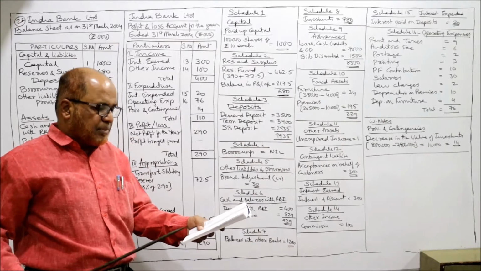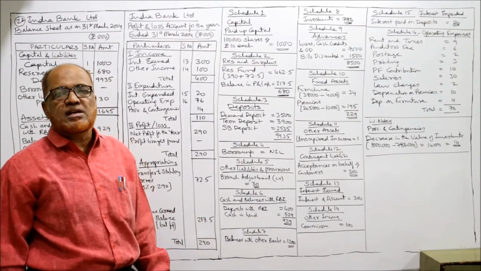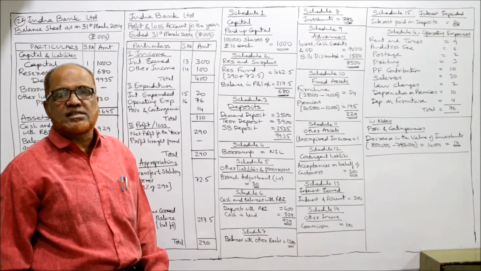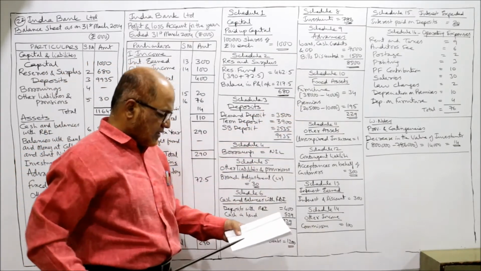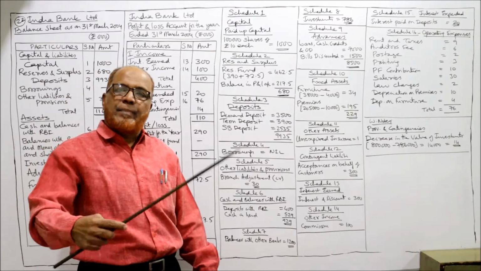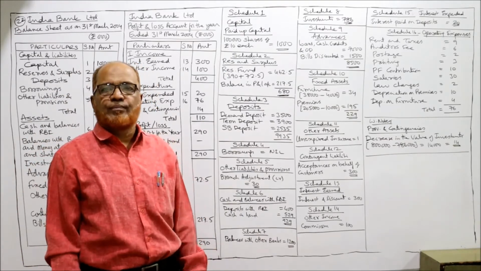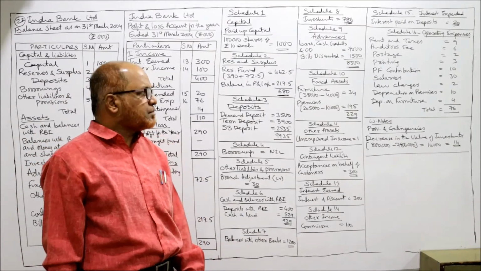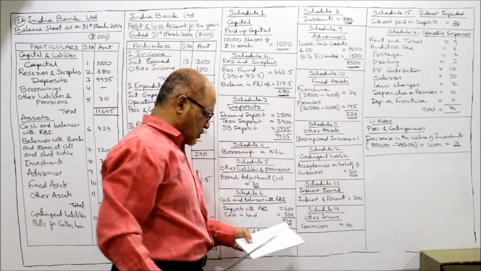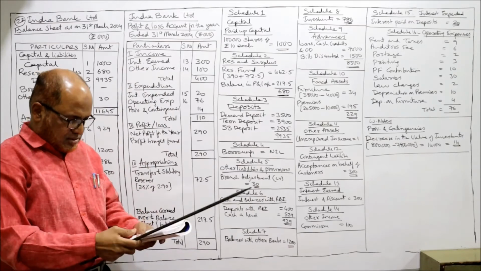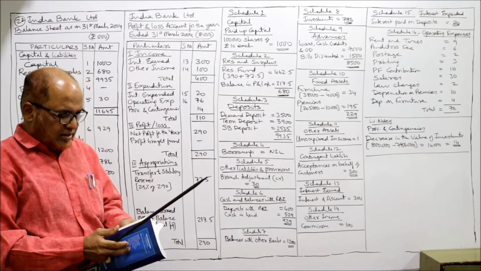Then bills discounted. Bills discounted will come under advances, 9th schedule, bills discounted, 1500. Next comes interest paid on deposits. It is 15th schedule, interest expended, interest paid on deposits, 20. Next comes over all the items we have taken here.